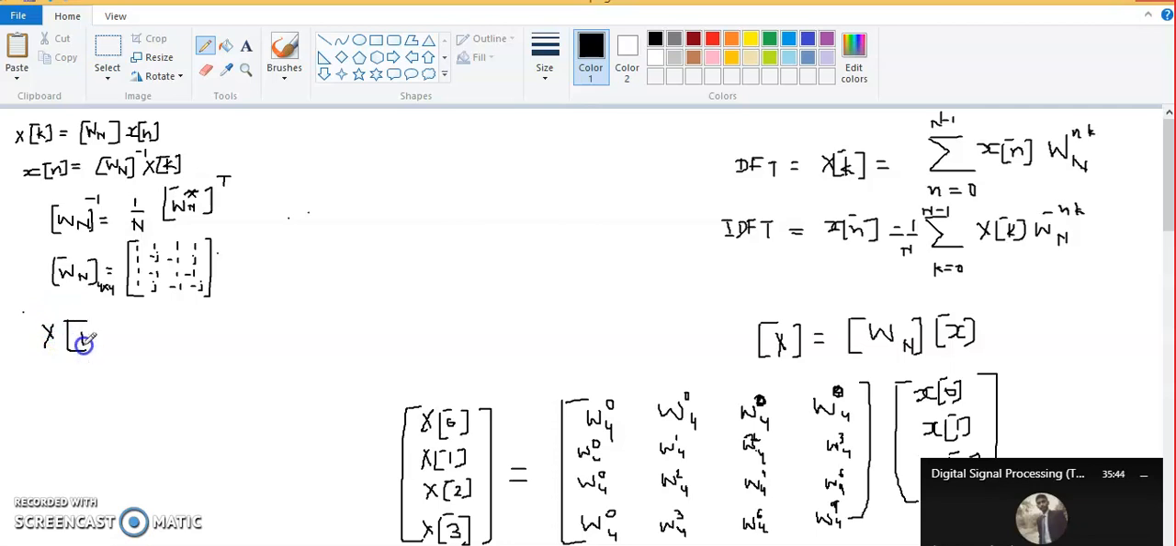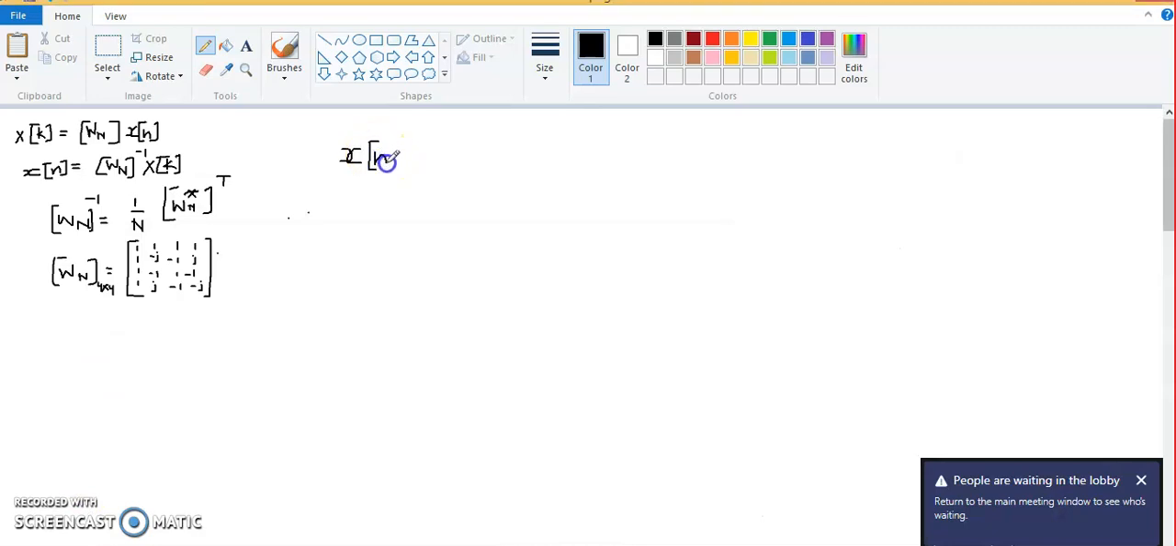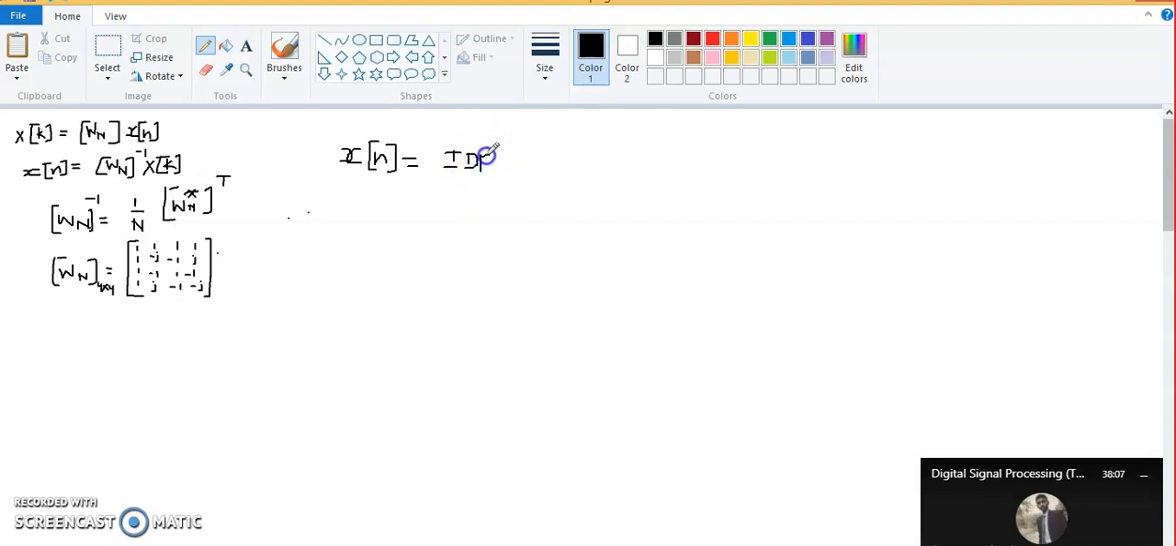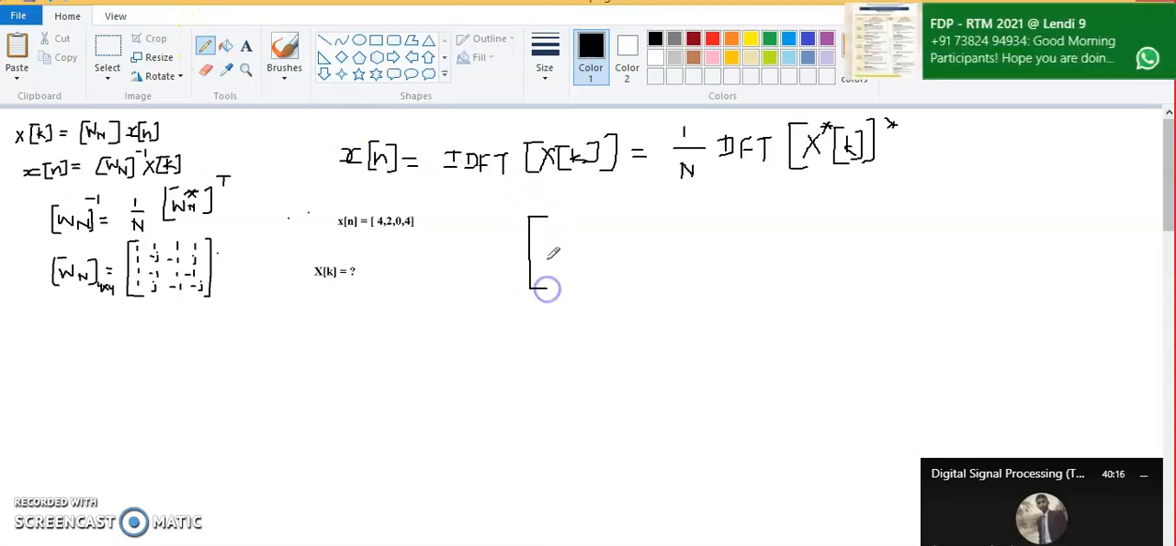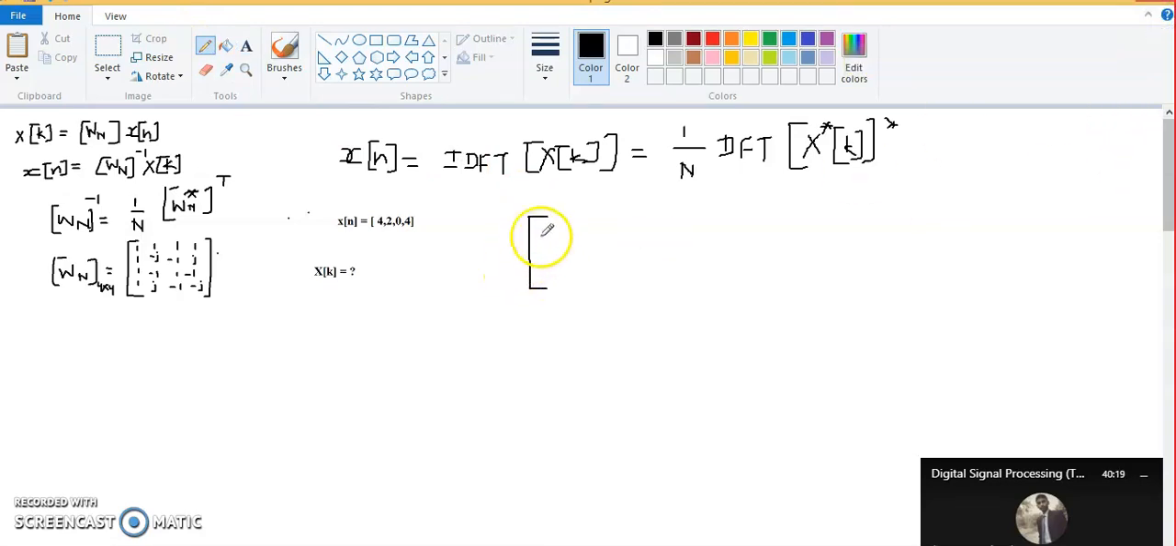Okay, xn can also be found out by inverse DFT. If xn is given, we need to find out xk. So what we will be doing? We will be doing the complex multiplication of this.